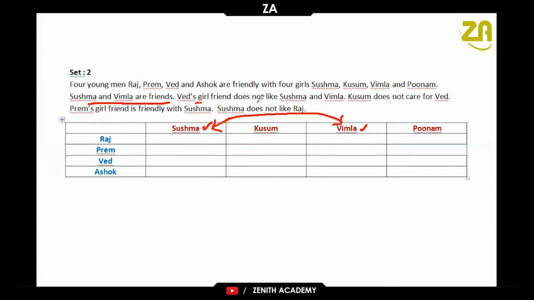Ved's girlfriend does not like Susma and Vimla. So it is very easy to understand that Susma and Vimla are also not a girlfriend of Ved. So cancel out this Susma and Vimla.